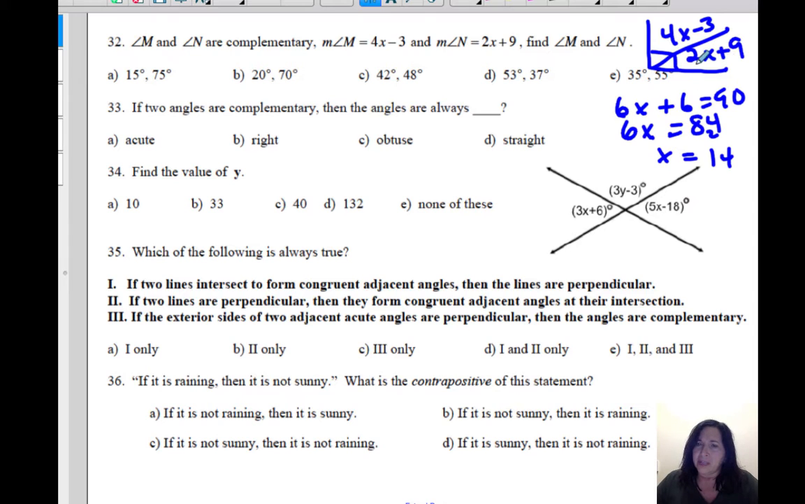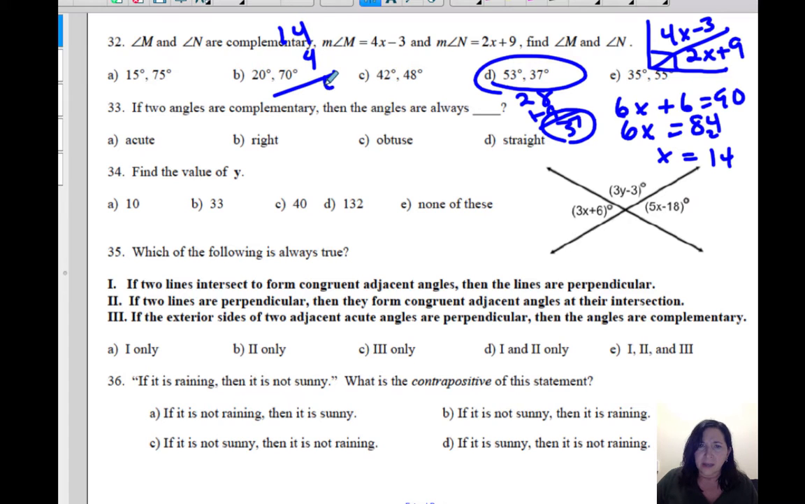So let's see here. 2 times 14. What's 2 times 14? 28. 28 plus 9 is 37. So one of my angles is 37. Well, this is the only one that has an angle of 37, but I'm just going to check to make sure the other side. I mean, you always check, right? X is 14. So let's say 4 times 14, 56. 56 minus 3 is going to be 53. So that, check. We got that.